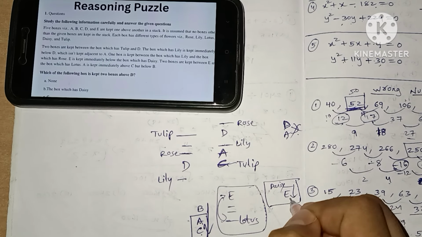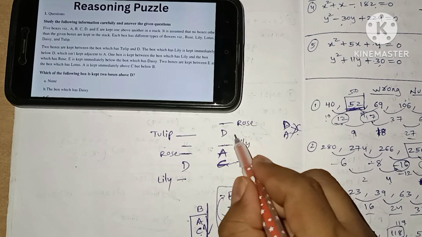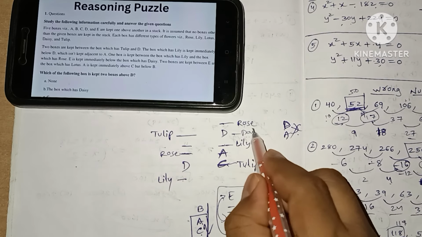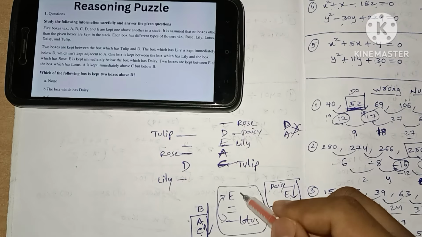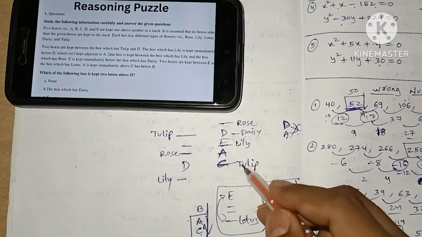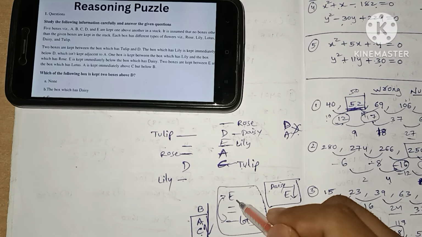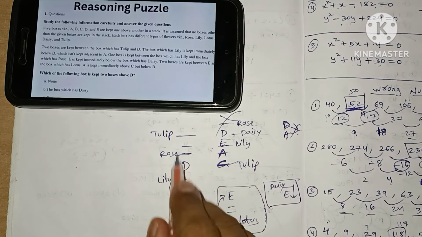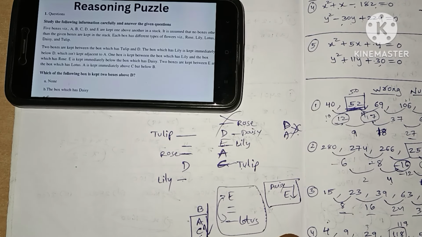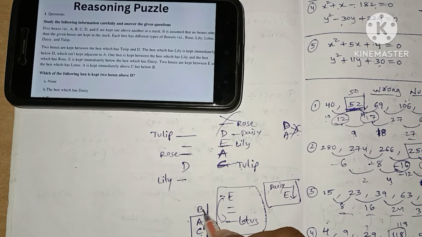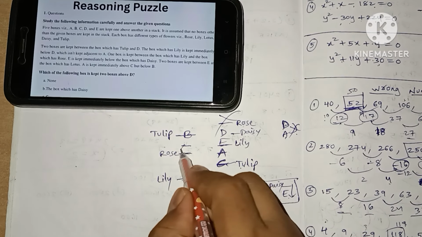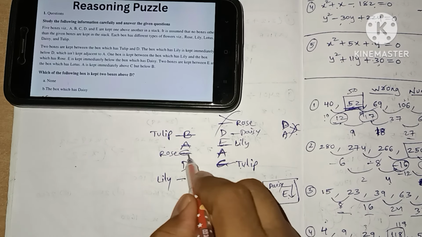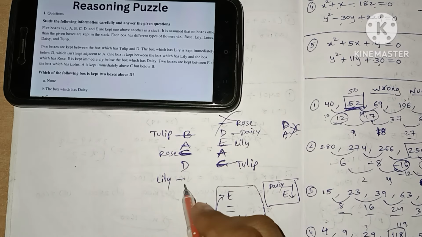Daisy is immediately above E. So there is only one place for daisy in this case. So this is the place for E, and we are not able to satisfy this case in this possibility. So this case fails. So we are left with this case only. Here A and C are immediate, and B is above A and C. So there is only one possibility: B is this place, A is this place, and C is this one. So we are left with only E.